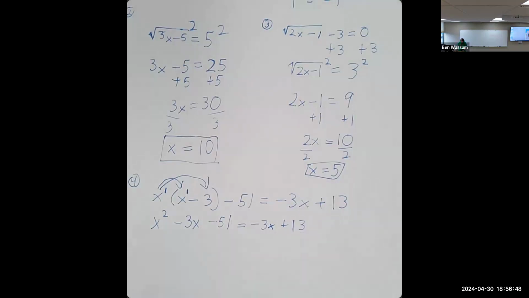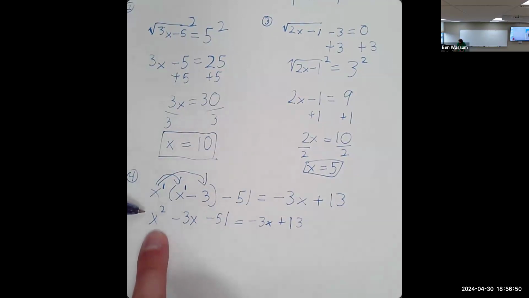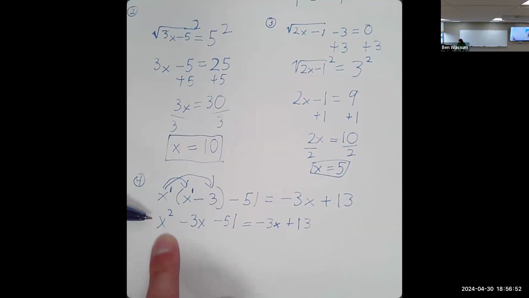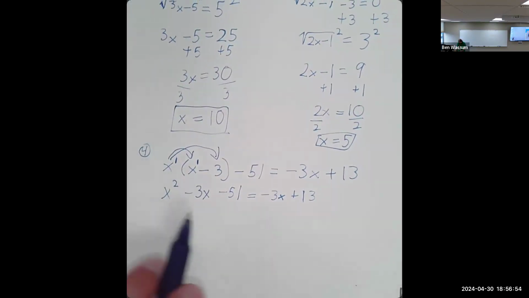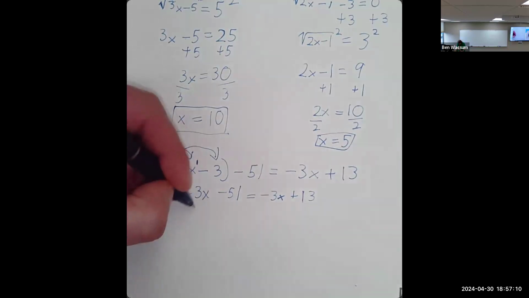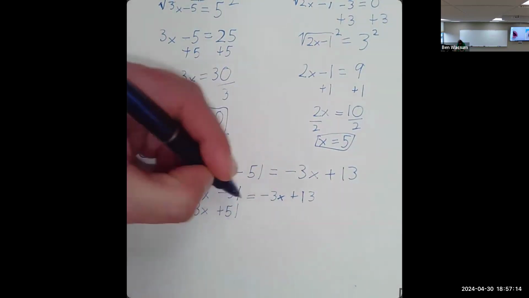So what we want to do is get this thing alone. That is in our way. So we're going to isolate it by taking both of these and moving them to the other side. Now, most classes will do one step of add 3x to both sides, clean it up, then do another step of add 51 to both sides and clean it up. I don't want to deal with that. We're going to undo both of them at the same time.